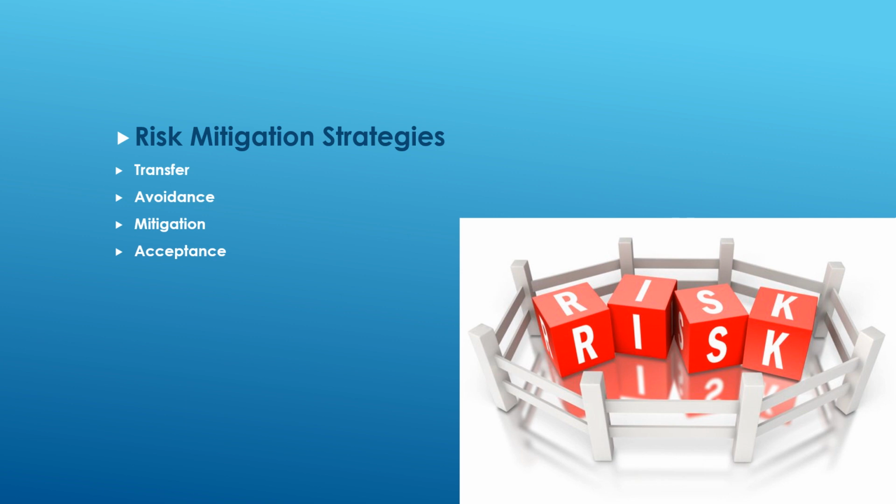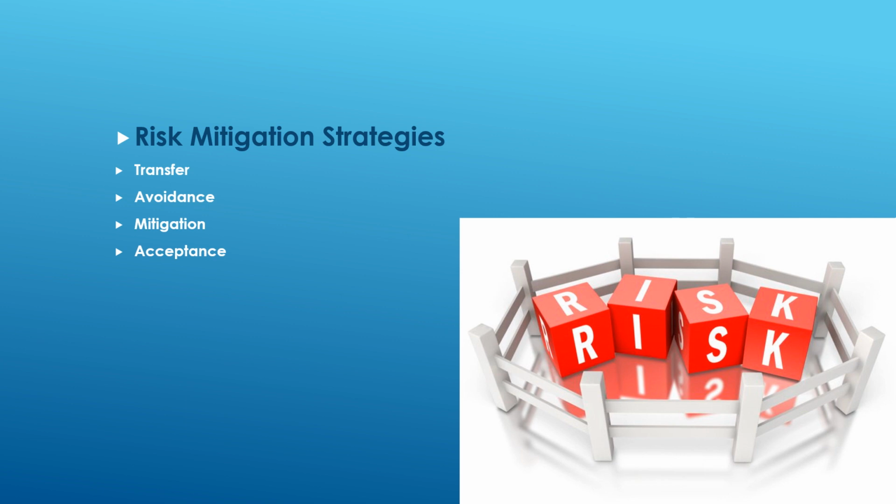Avoidance can be done in two ways, either by not engaging in the activity or ceasing an activity. Now, not engaging in the activity involves avoiding the risks altogether by choosing not to pursue a particular project, venture, or activity. Ceasing an activity: if a risk becomes too significant, stop the activity or project that is associated with the risk.